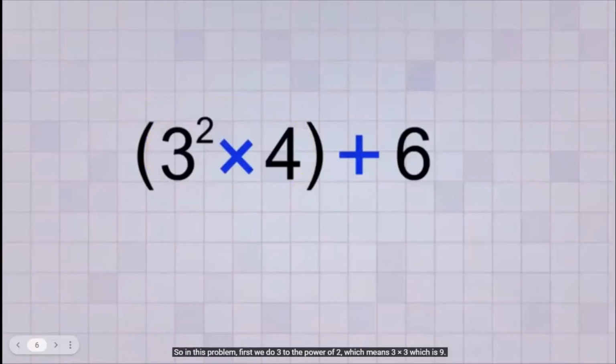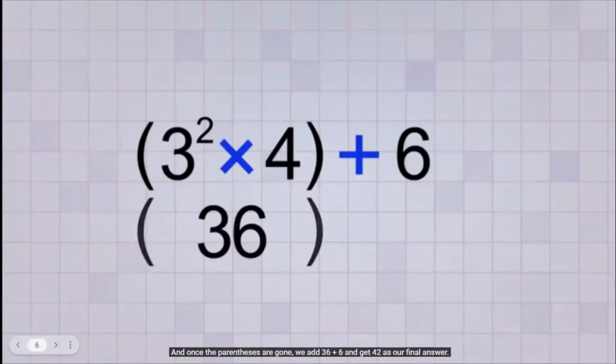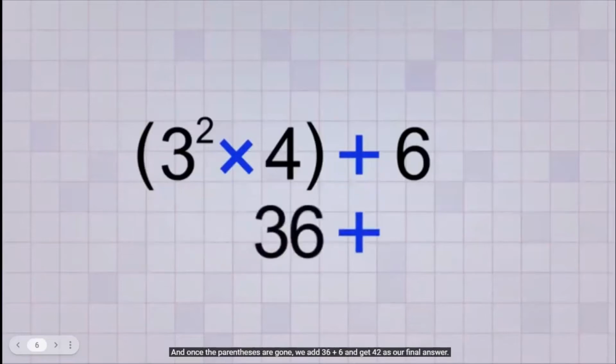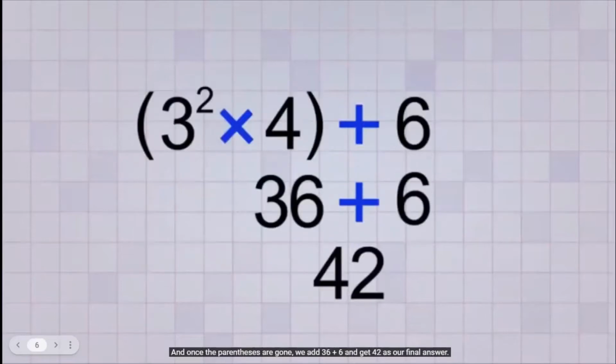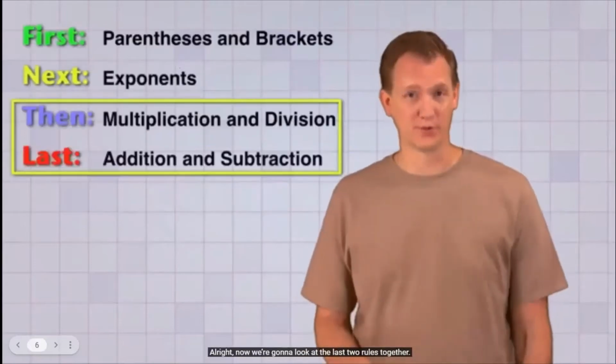So in this problem, first we do 3 to the power of 2, which means 3 times 3, which is 9. Then the part inside the parentheses is 9 times 4, which equals 36. And once the parentheses are gone, we add 36 plus 6 and get 42 as our final answer. All right, now we're going to look at the last 2 rules together.